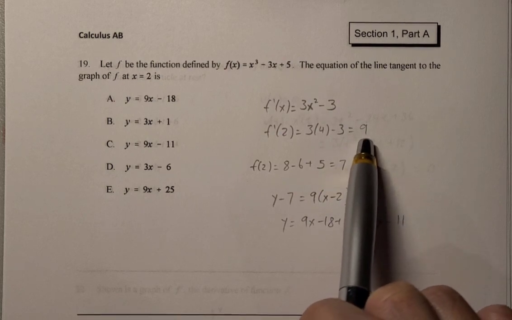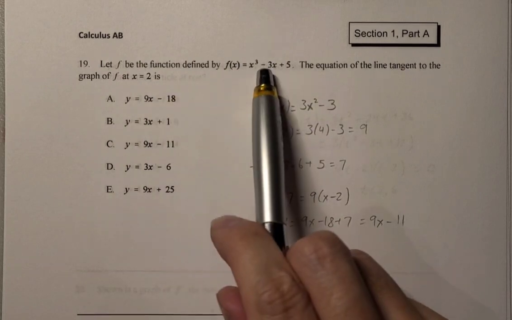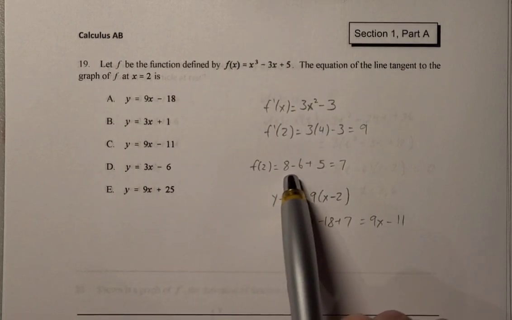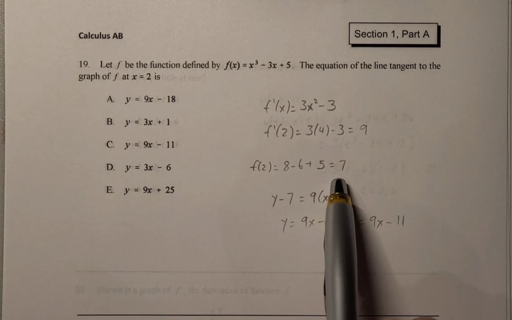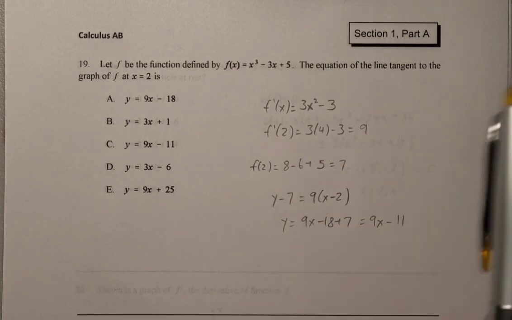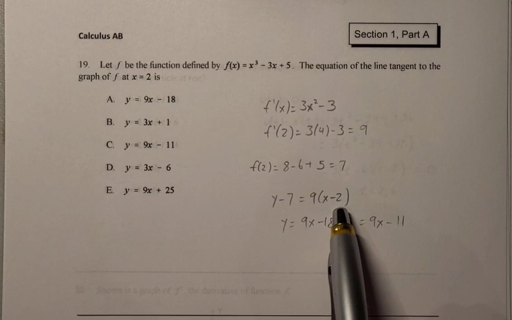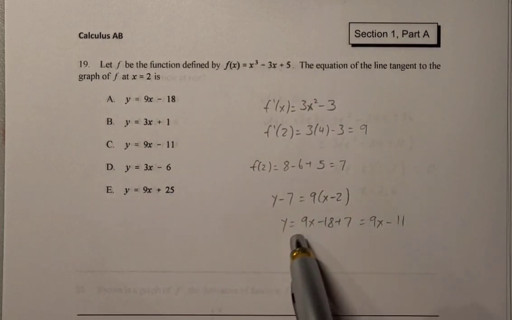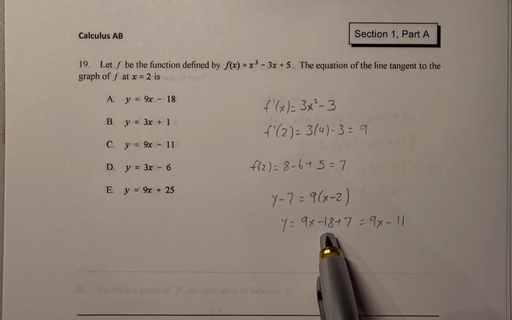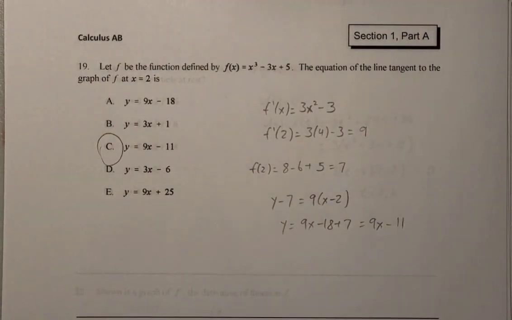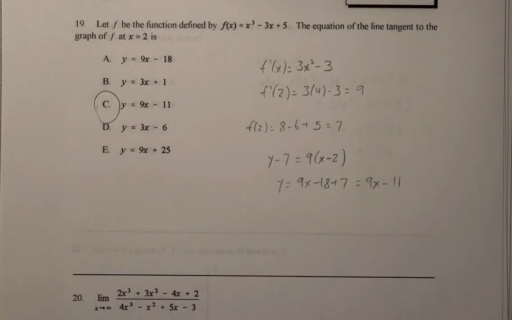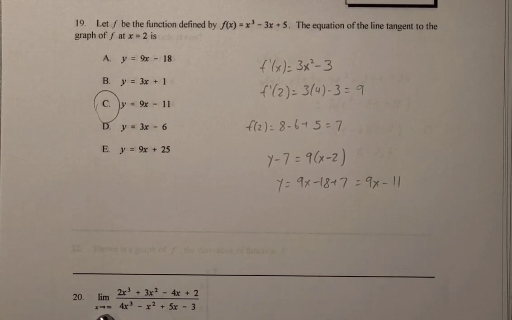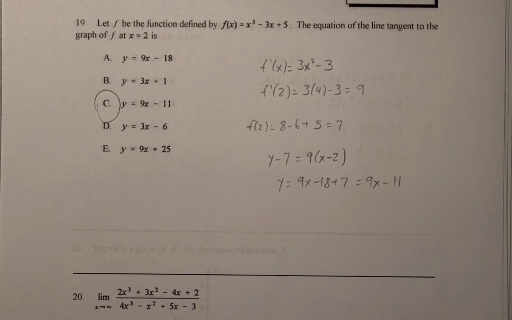Okay, we have a slope, but we need a point. We have x is 2, so y would be, we plug into here. F of 2 is 8 minus 6 plus 5, which is 7. We have a slope, we have a point, so point-slope form: y minus 7 is 9 times x minus 2. And then we just put it in slope-intercept form. So y is 9x minus 18 plus 7, or 9x minus 11. Choice C. All right, this limit as x approaches infinity of this rational function. So remember, when we approach infinity, it's like it's asking what's the horizontal asymptote.